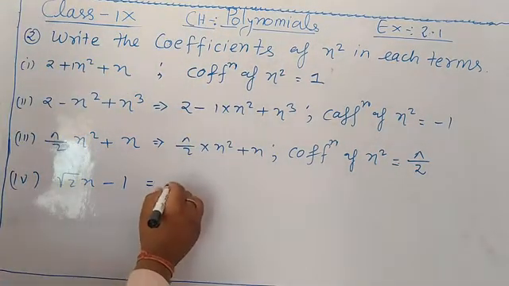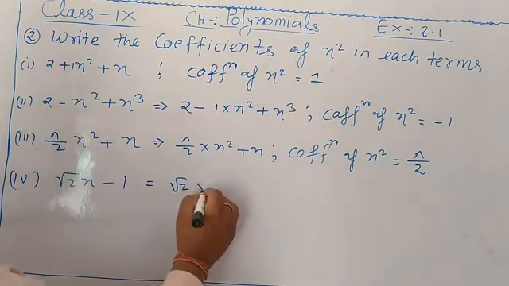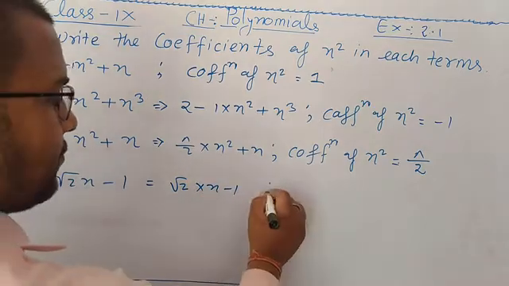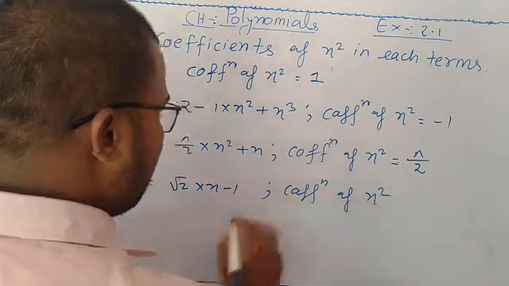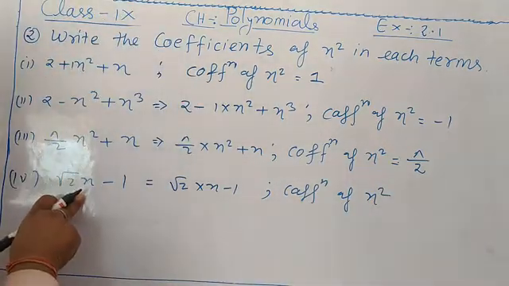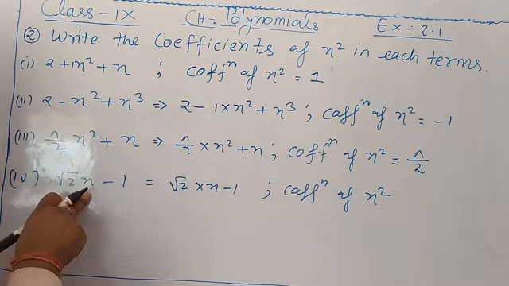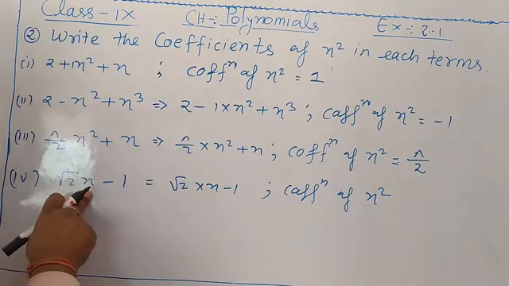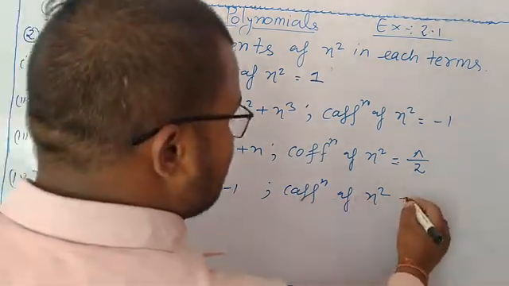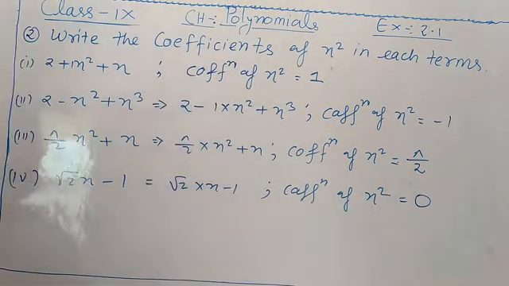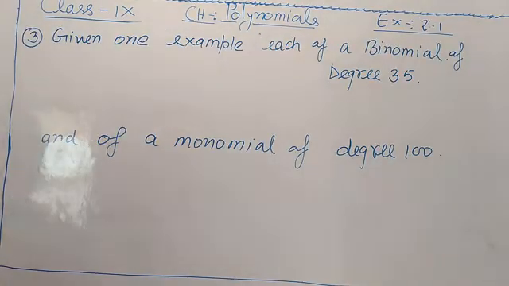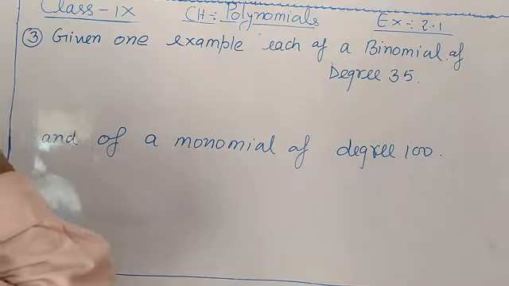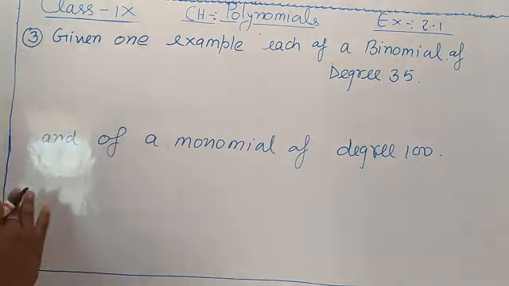Next question, root 2 into x minus 1. Coefficient of x square. Okay student, this polynomial is not quadratic. This is a linear polynomial, and the coefficient of x square is 0. Okay student, write them. Okay student, question number 3, NCERT book, exercise 2.1.